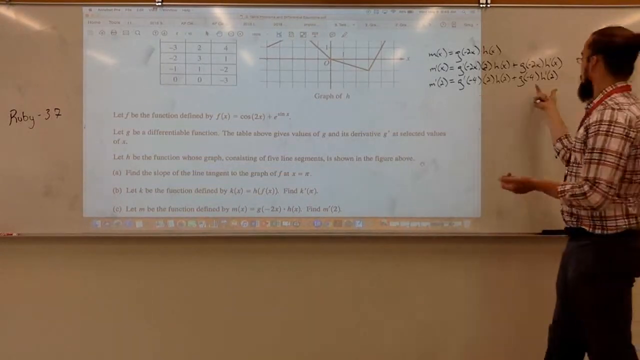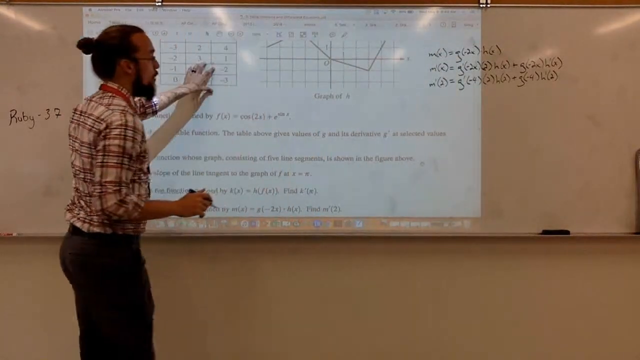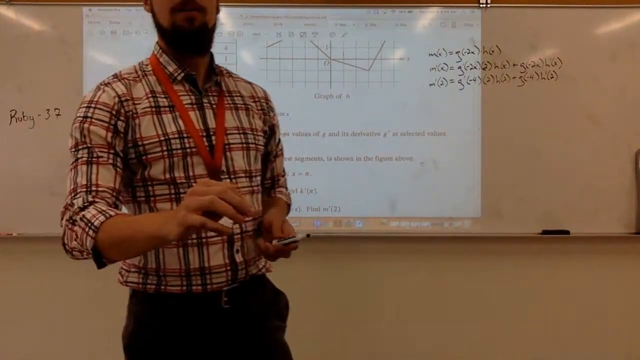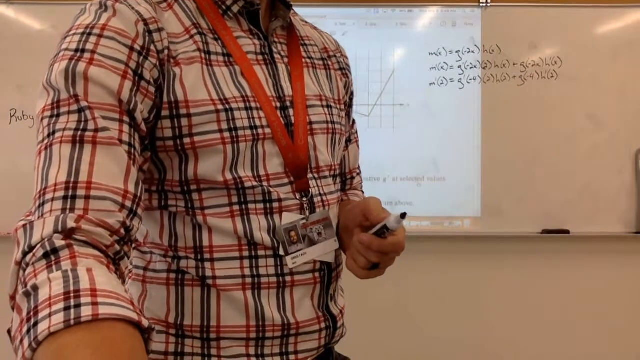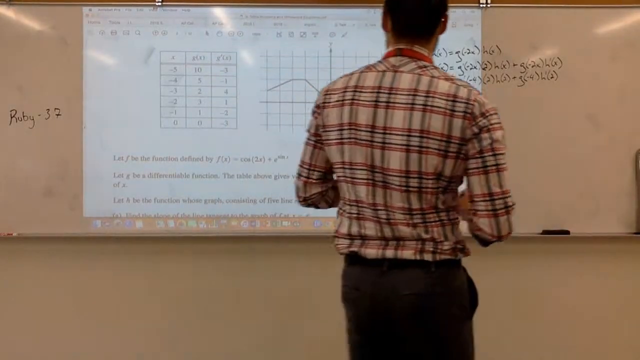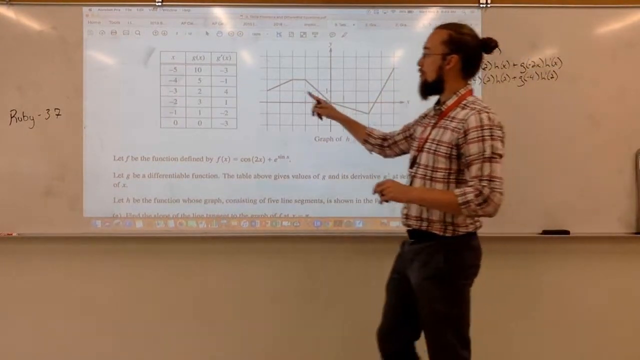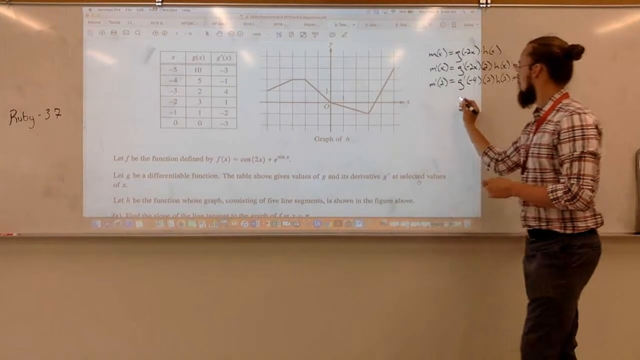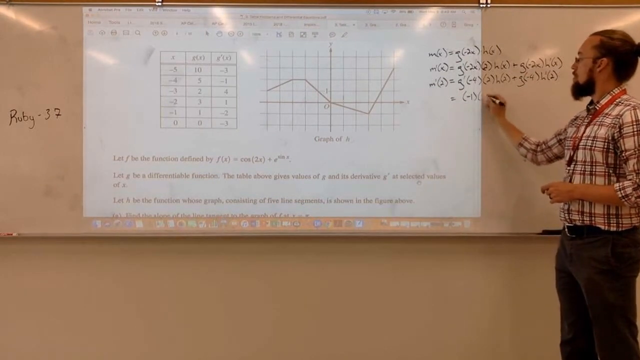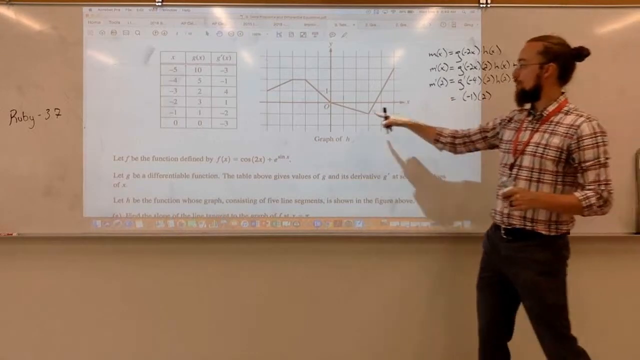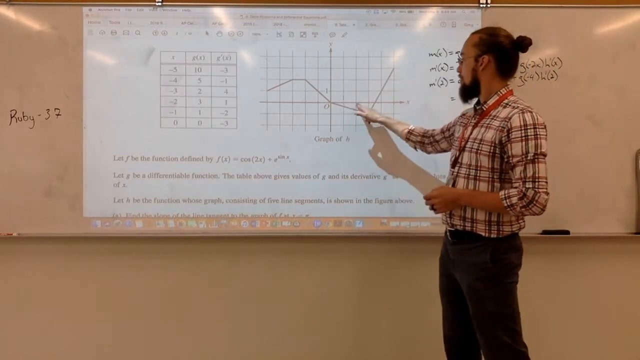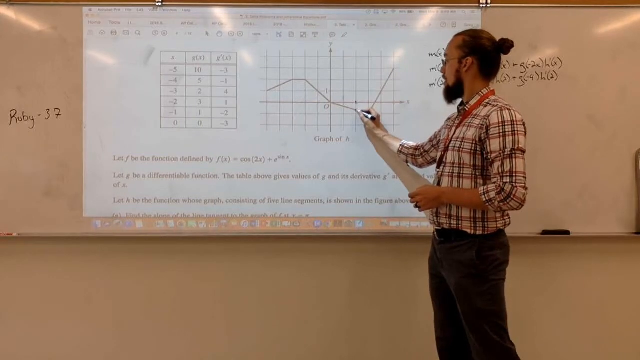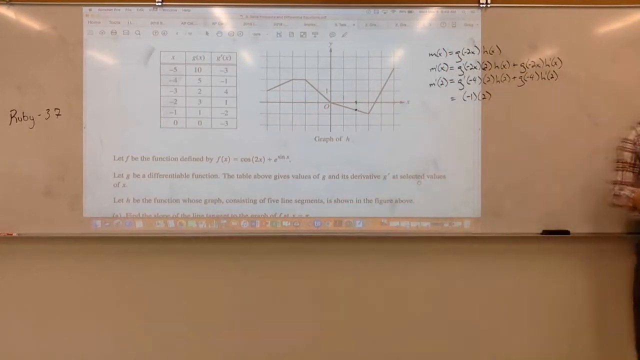So now, I just want to pick out all of these values from both the table and the graph. I've got a table to define g and a graph to define h. So, g prime of negative 4 is negative 1 times 2 times h of 2. So if I go to my graph, wait a minute, that's not on a nice coordinate point. How would I find that actual value there?